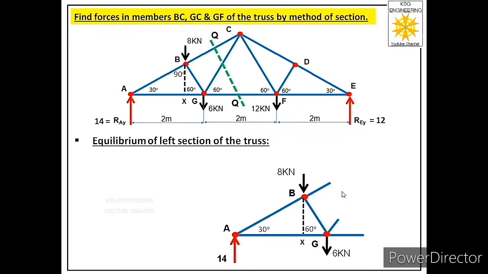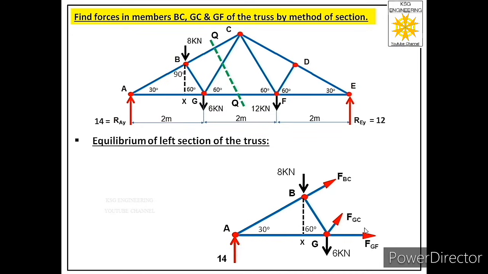Now in the next step we will label forces in these 3 cut members, and we will label these 3 forces tensile forces. This is member BC, so we have labeled force FBC away from the joint, that is tensile force. This is member GC, and in this member we have labeled its force as FGC and we have labeled it away from the joint, that is tensile nature. This is member GF, and in this member we have labeled its force as FGF and we have labeled it away from the joint because we have to consider it as tensile.